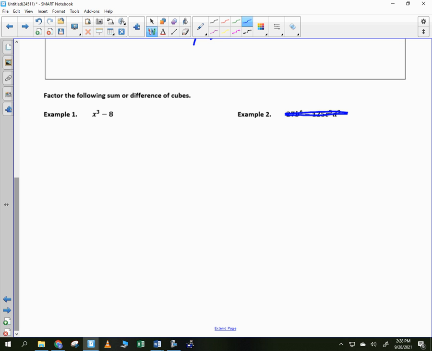So I'd like you to try example 1 on your own. See if you can do example 1 on your own. Try to factor this difference of cubes on your own. See what you come up with.